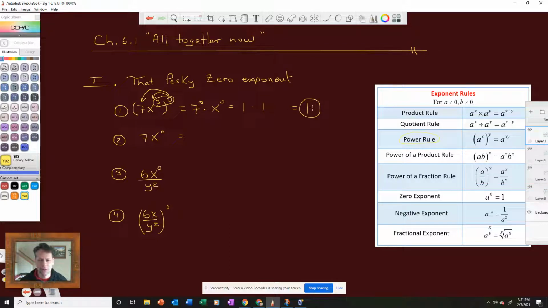Now, you don't have to do all that work when you do that one. You can just simply say, if there are parentheses and then a 0 outside, everything inside the parentheses is just going to become 1. Okay?